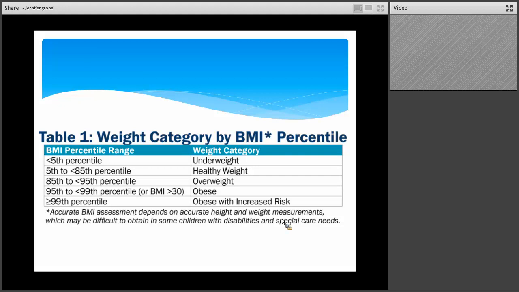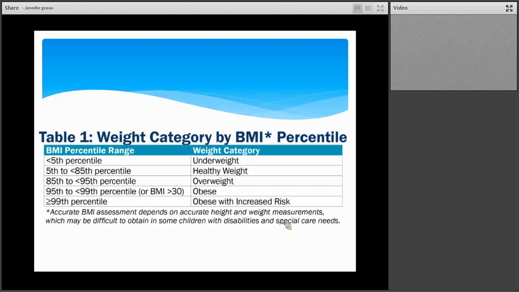And finally, as we talked about in a previous webinar, acknowledging the impact of weight stigma and bias in the clinical setting as we're embarking on this work. So let's start by talking about BMI and assessing healthy eating and active living behaviors in our patients.